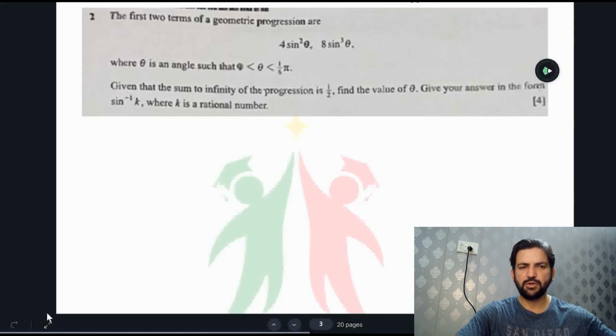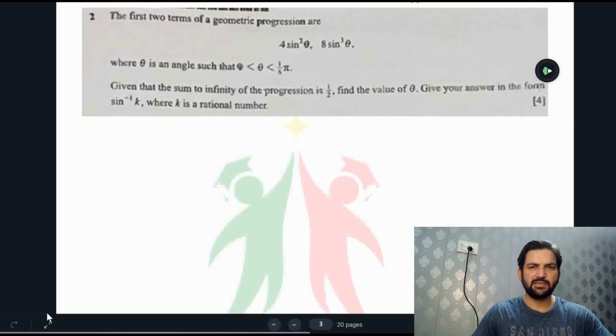Now in question number 2, the first two terms of a geometric progression are 4 sine square theta and 8 sine cube of theta, where theta is an angle between 0 and pi by 6. The sum to infinity of the expression is 1 by 2. Find the angle theta and give your answer in the form sine inverse of k, where k is a rational number. Okay, we know that this is a geometric progression.